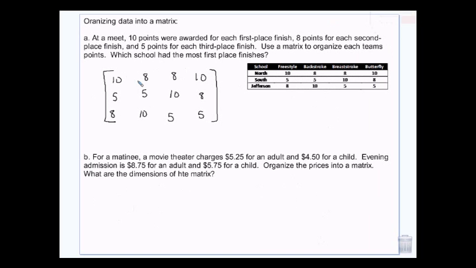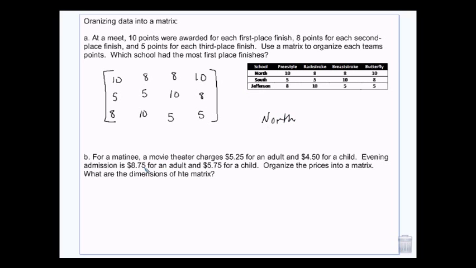We can look at this because it's organized. What school had the most first place finishes? First place are 10s, and each school is a row. The first row has the most 10s. It's easy to look at this way. If you had more and more schools, it would be easier to look across and see all that data faster. So it would be North. North had the most first place finishes.